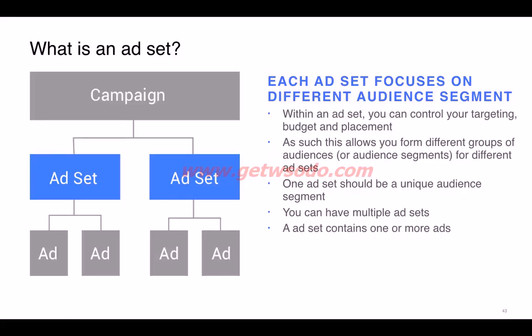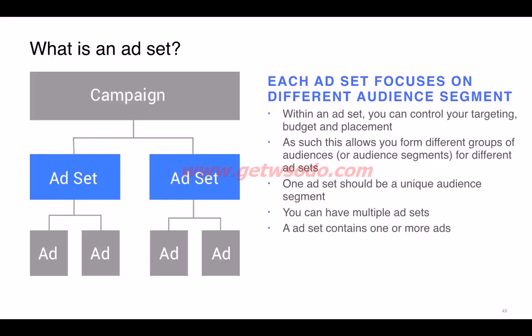So let's take an example. Let's say you want to target three different groups for a particular campaign. Let's say one is males and the others are females, and the third is, let's say, teenagers. All right. So now in a particular campaign, you will have ad set one to target men, ad set two to target women, and ad set three to target teenagers. All right. So that is how ad sets come into the picture, and that is what their utility is.